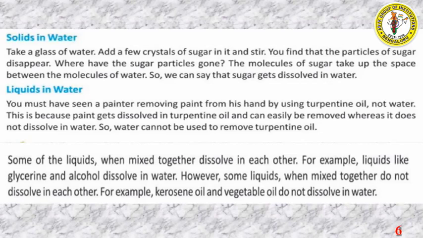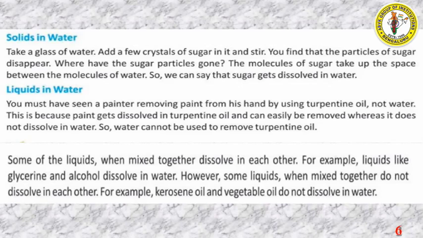Similarly, what happens with liquids in water? You must have seen that the painter removed paint from his hand by using turpentine oil, not water. This is because paints get dissolved in turpentine oil. Some liquids remove some paints. If you are the painter, after painting, if you want to wash your hands, you use turpentine oil. Turpentine oil is again a liquid, so this liquid can mix with the paint, or the paint can be dissolved in turpentine oil.